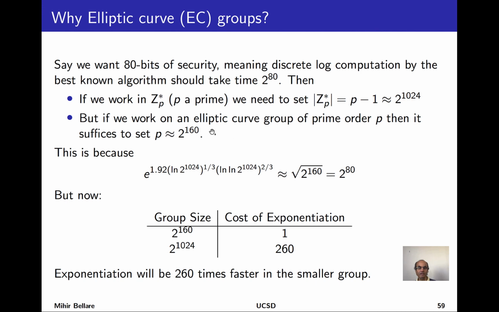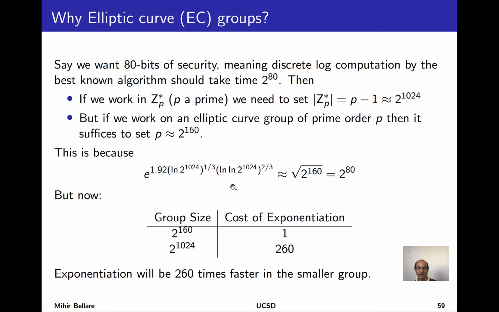If I want to work in an elliptic curve group with prime order p, and I want the computation of discrete logs in that group to take time 2 to the 80, well, I know that the best algorithm will take time square root of p. So I'm looking for when is the square root of p approximately 2 to the 80, and the answer is when p is about 2 to the 160. So this means that this group has a much smaller size than this one.